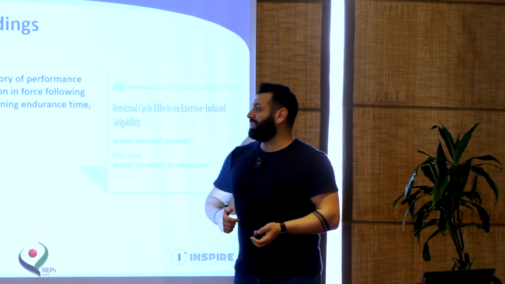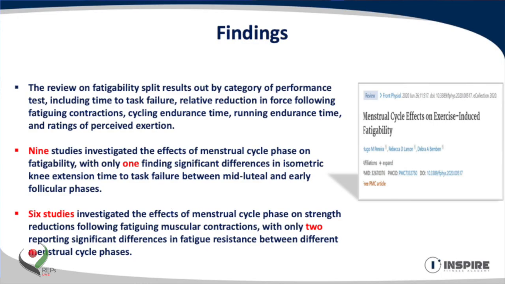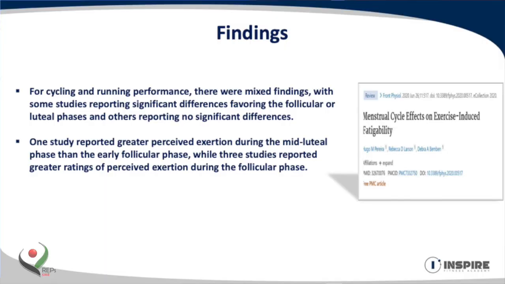Now, let's look at fatigability. The review on fatigability categorized the results in things like a reduction in force following contraction. Meaning the subjects were doing an exercise or a training routine, and after that they tried to measure their force production to see if it was reduced, and whether it was reduced more during their period or at a later stage in the cycle. They looked at other things as well, like cycling endurance and running endurance. So they tested many aspects related to strength, power, muscular endurance, and aerobic endurance.